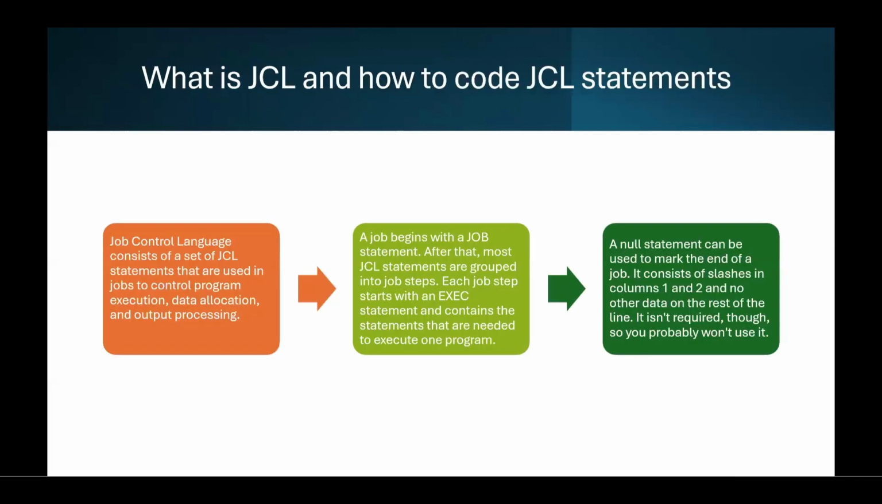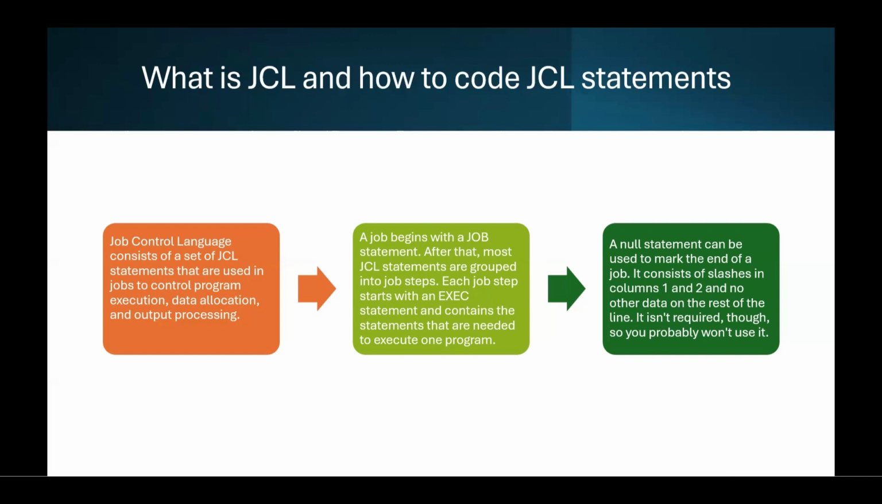Okay, now we will move to the next topic and the actual topic, which is what is JCL and how to code a JCL statement. In the last lecture, I gave the idea about what is JCL. JCL is the Job Control Language, consisting of a set of JCL statements that are used in a job to control program execution, data allocation, and output processing. So basically JCL is related to the job and how you want to control its execution, the data allocation needed, and how output should be processed. All those parameters will be written in JCL, which is Job Control Language.